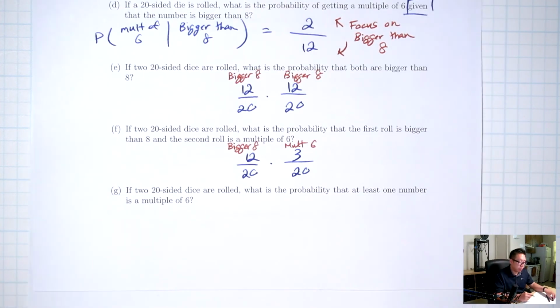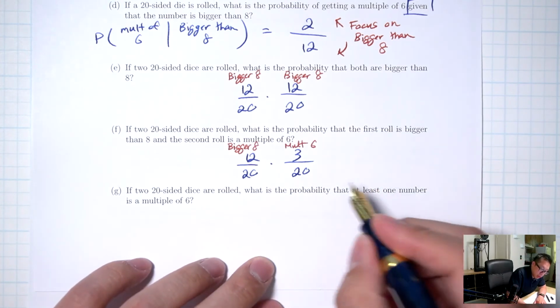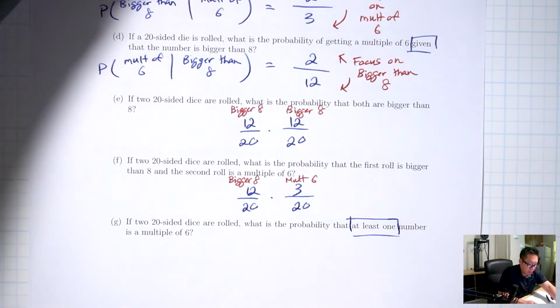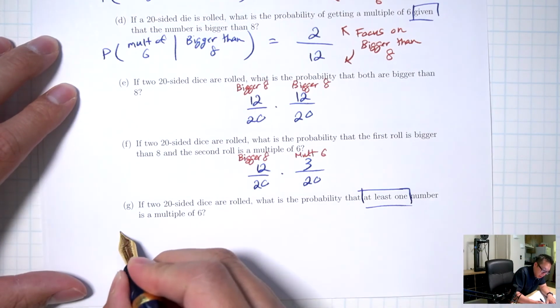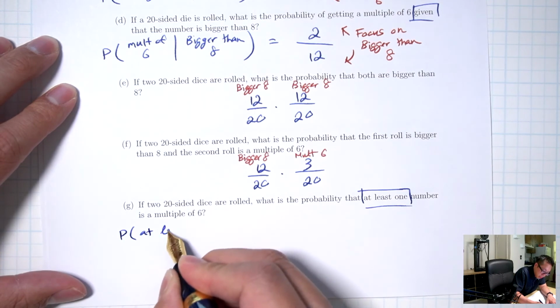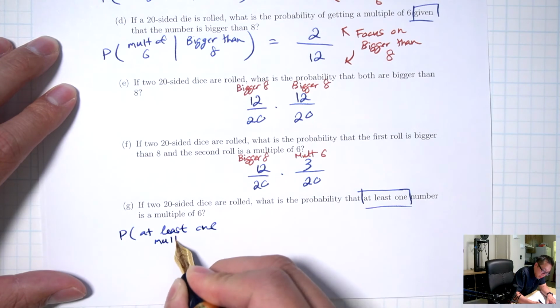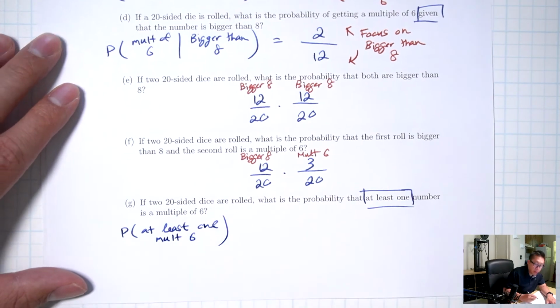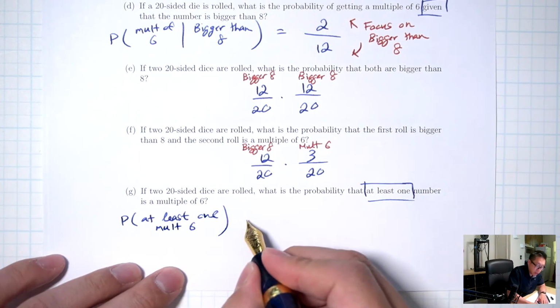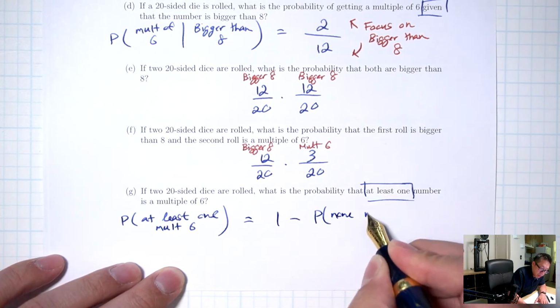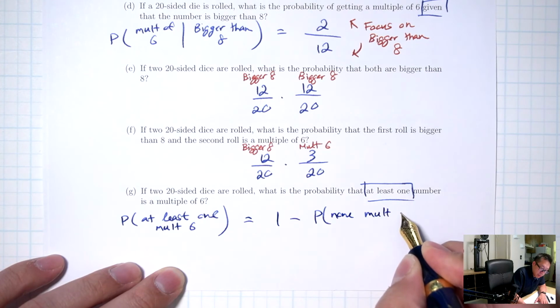Part G. If two 20-sided dice are rolled, what's the probability that at least one number is a multiple of 6? Okay, keyword here is at least 1. So we're looking for at least 1 multiple of 6. And the way we do at least 1 is 1 minus the probability of none. So none multiple of 6.